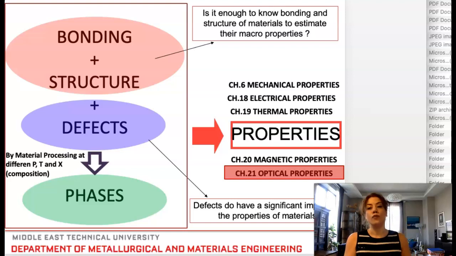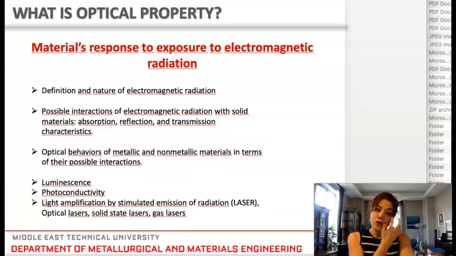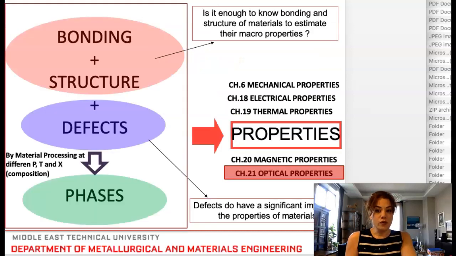Of course, the definition of an optical property is the material's response to exposure to electromagnetic radiation. If you're talking about the interaction between the matter, the material, and the electromagnetic wave, the radiation, then we have to define the matter first. We already did in chapters 2, 3, 4, and 9, analyzing the type of bond it makes, the structure it makes, the defects present in the material, and the phases in the material.